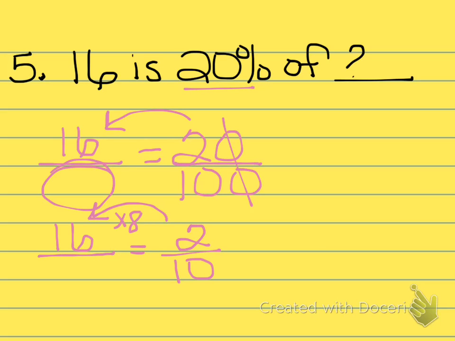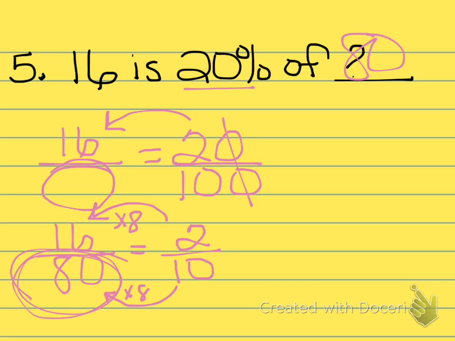That's going to be times 8. And what I do to the top, I'm going to do to the bottom, and so I'm going to do 10 times 8, which is 80, and so again, my answer is 80. So I think this one, it's all about how you grasp your equivalent fractions. I think that's the really important part here.